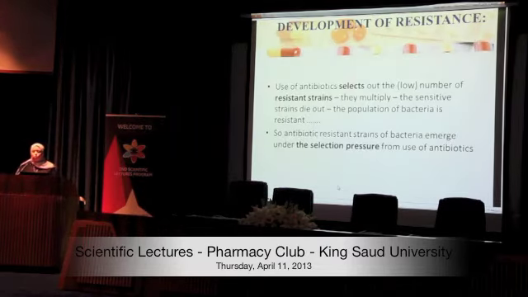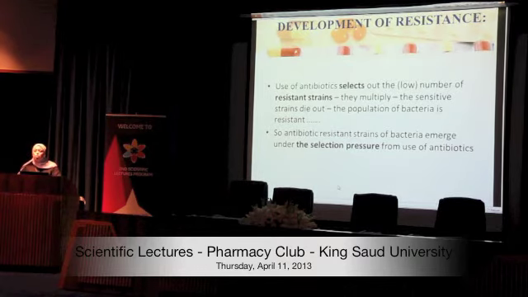So we select the resistant strains by using wrong antibiotics, using the prescription wrongly, using these wrong antibiotics in virus infection. We just select them, what we call a selection pressure.